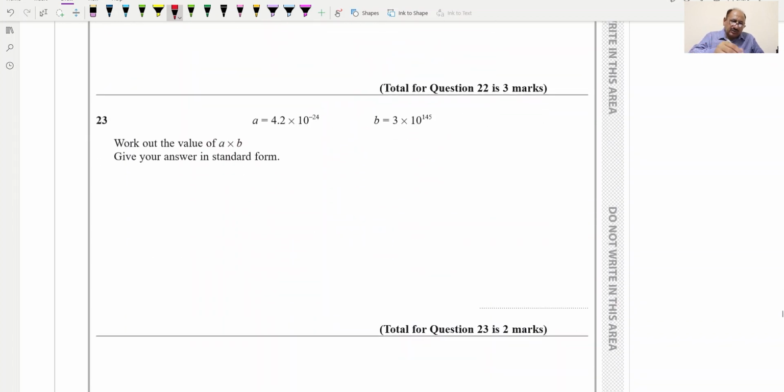Next is, this was a 3-mark question. Next is question 23, and A is equal to this, B is equal to this. Work out the value of A into B. This is a little simpler question, so give your answer in standard form. So what we'll do, we'll write A into B is equal to what?